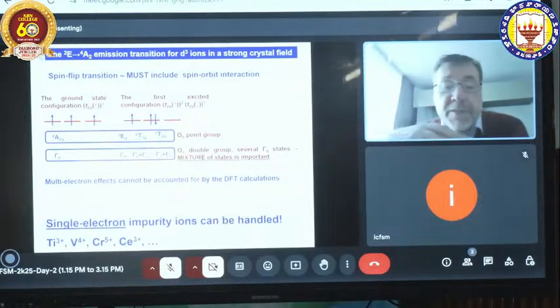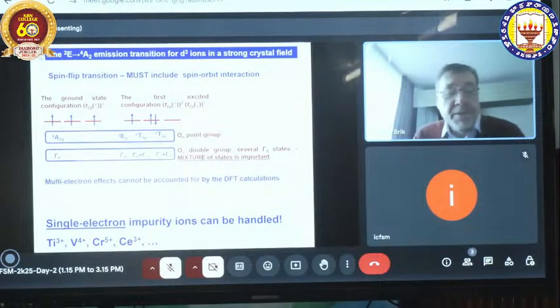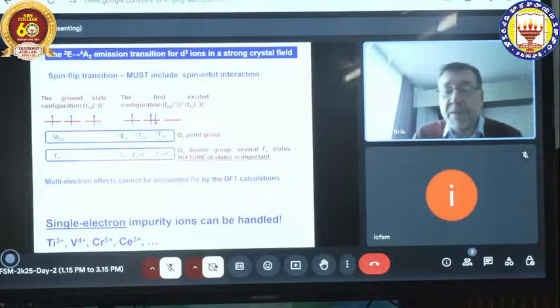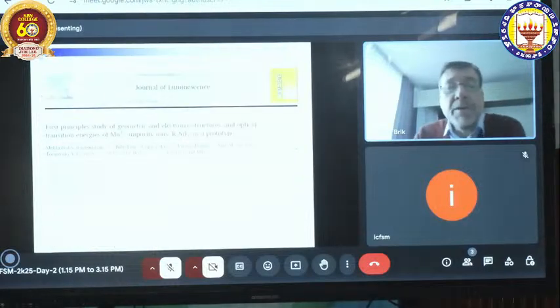A good point here is that we can handle in a good way those impurity ions which are single electron, like I have shown you previously, cerium 3+ or titanium 3+, because in this case we have no effects of multi-electron interaction. Okay, one more example here.